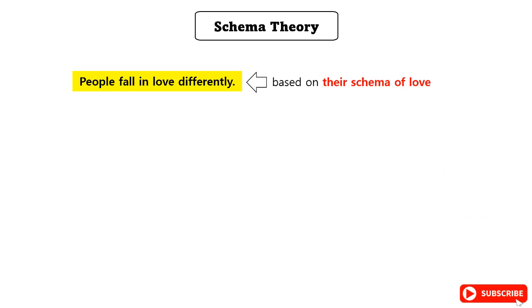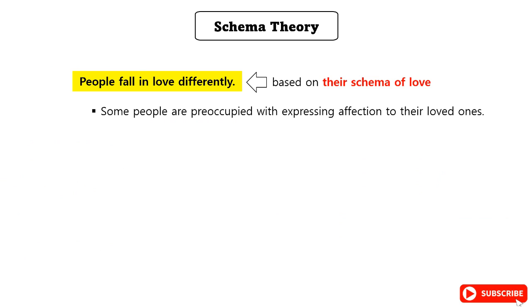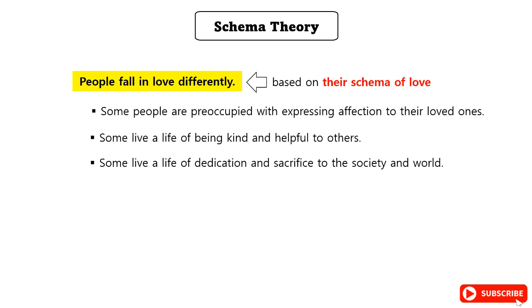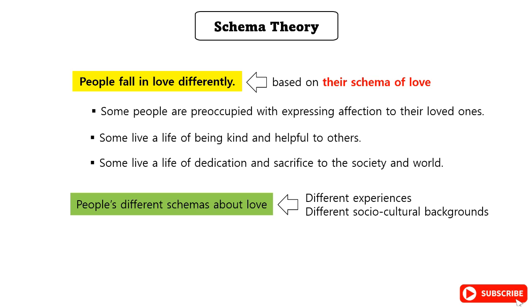Accordingly, people love differently based on their schema of love. Some people are preoccupied with expressing affection to their loved ones, some live a life of being kind and helpful to others, and some live a life of dedication and sacrifice to the society and world. In the case of love, we can easily understand that people's schema about love can differ according to individual experiences and different socio-cultural backgrounds, and different schemas about love also make people love differently. A schema example about love will be very helpful in understanding what a schema is.